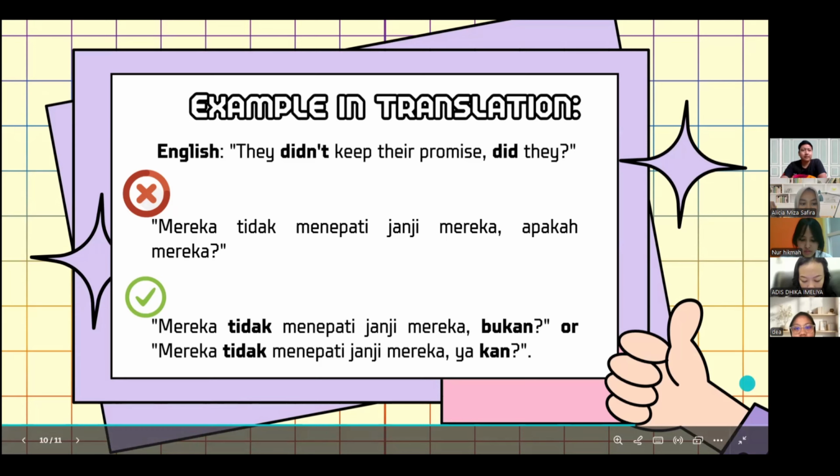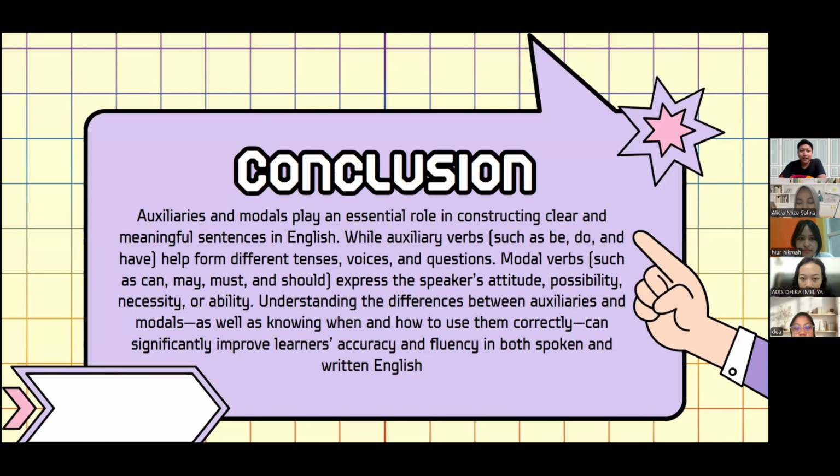Next slide, please. And the last is about the conclusion. Auxiliaries and modals play an essential role in constructing clear and meaningful sentences in English. Auxiliary verbs such as be, do, and have help form different tenses, voices, and questions. Modal verbs such as can, may, must, and should express the speaker's attitude, possibility, necessity, or ability. Understanding the difference between auxiliaries and modals, as well as knowing when and how to use them correctly, can significantly improve learners' accuracy and fluency in both spoken and written English.